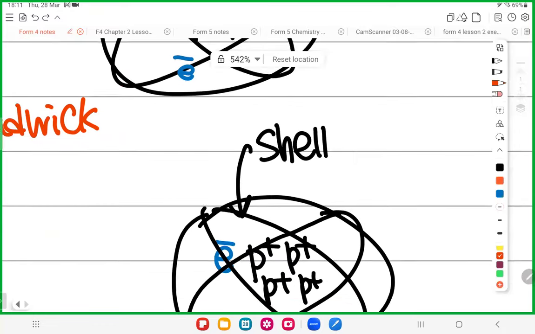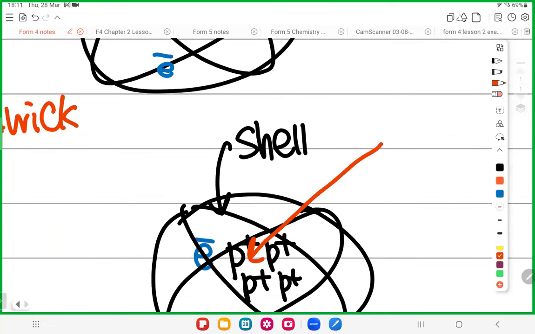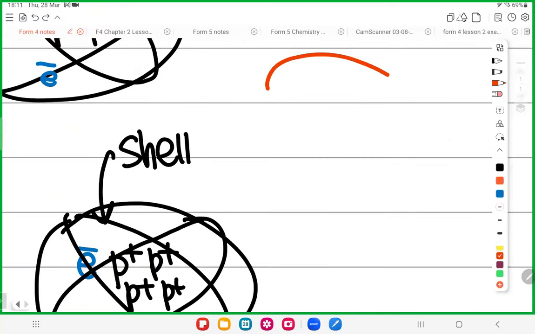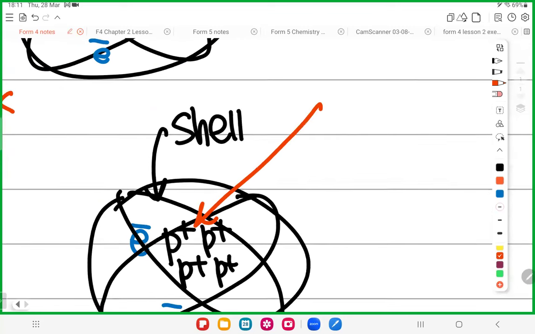Guys, let me know in the chat box, what is the name of the middle part of the atom? Nucleus, okay? Nucleus. Very good.